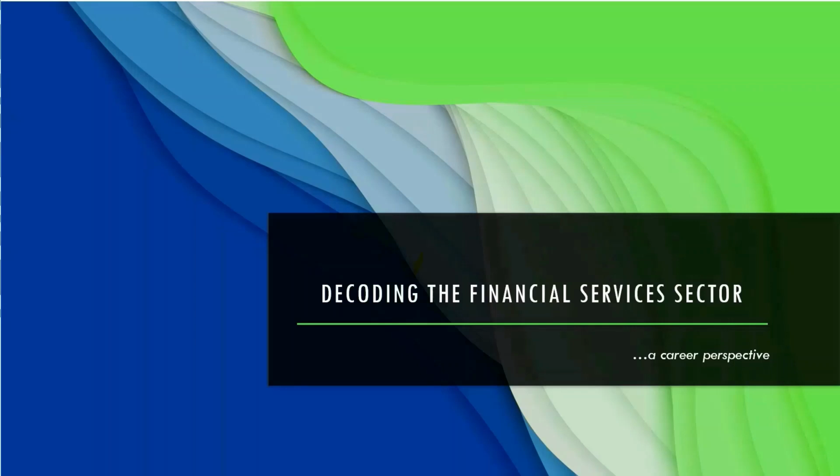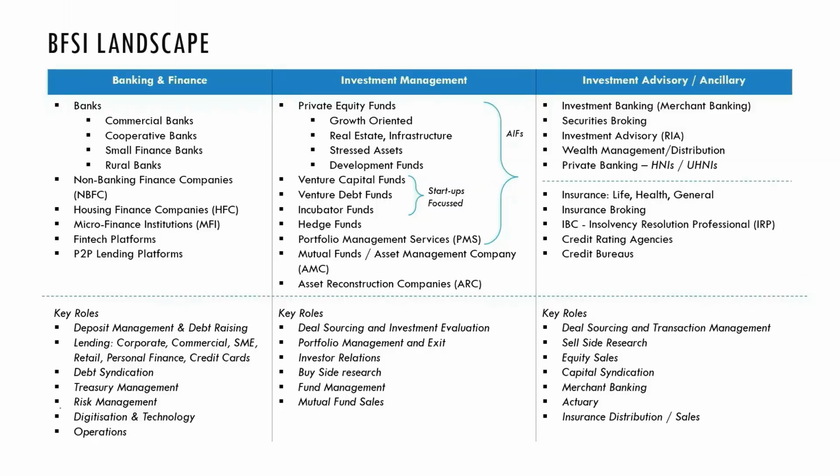So let's get started. I'll take you to my first and the only slide of this presentation, which is here. What I've tried doing here is I have divided the whole BFSI landscape, as we call it, banking, financial services, and insurance, into three broad categories, namely banking and finance, investment management, and investment advisory. I've clubbed in the ancillary part also with investment advisory, which I'll explain later.